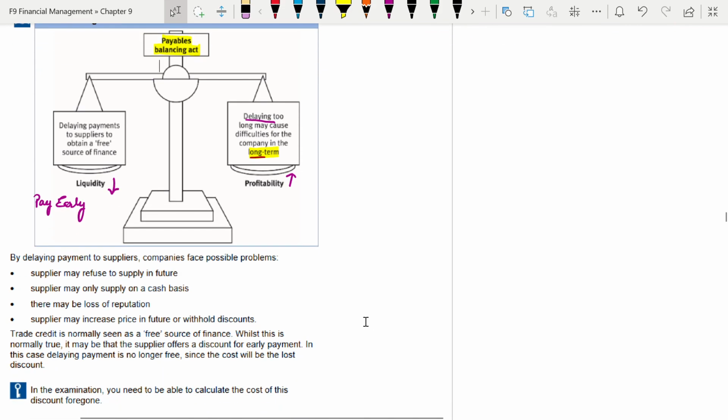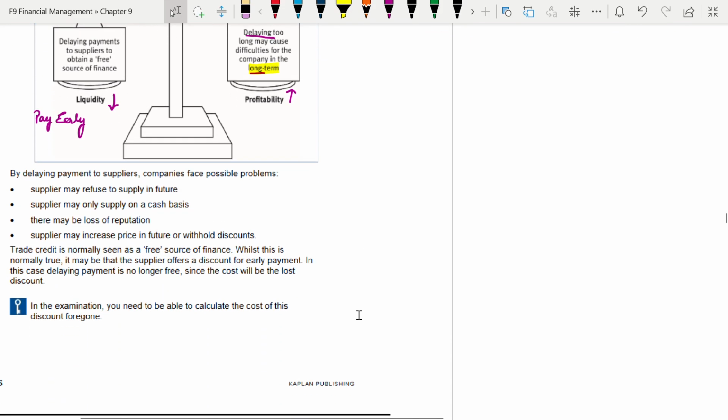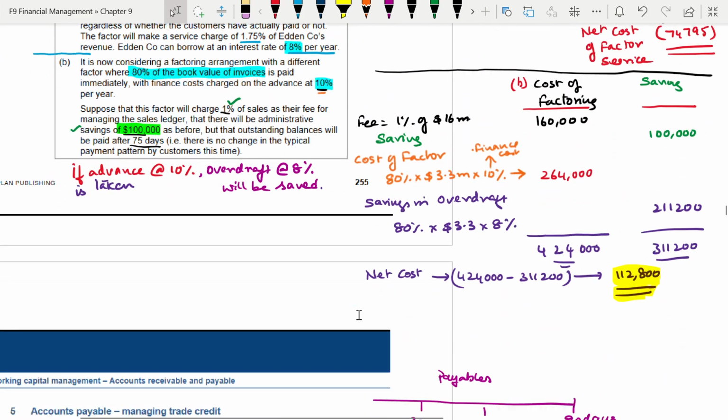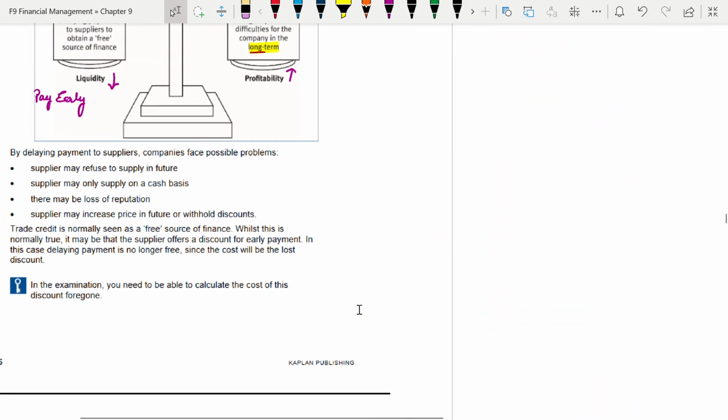Now how are we going to balance the payments as well as the receivables? These are the reasons by delaying the payment, and they may ask you these in MCQs. Suppliers may refuse if you delay the payments. If you delay the payment, suppliers will not supply, or they will say only on a cash basis. You will lose your reputation. The suppliers may also increase the price in future.